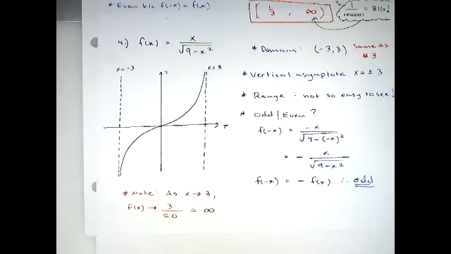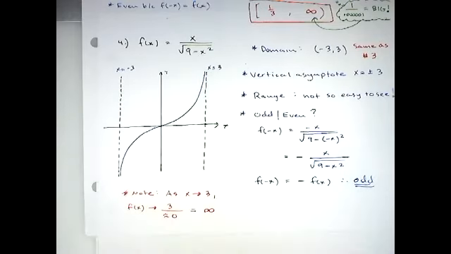Okay, let's continue. Let's take a look at this one. I'm not going to show us the graph yet. x to the 4th times the square root of 9 minus x squared.